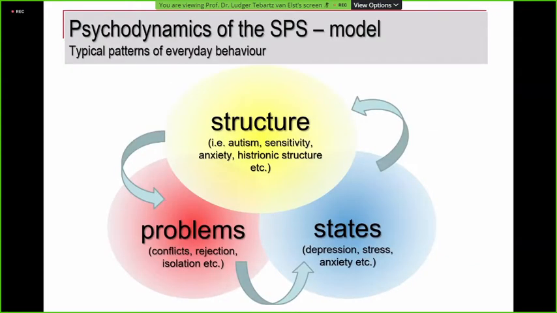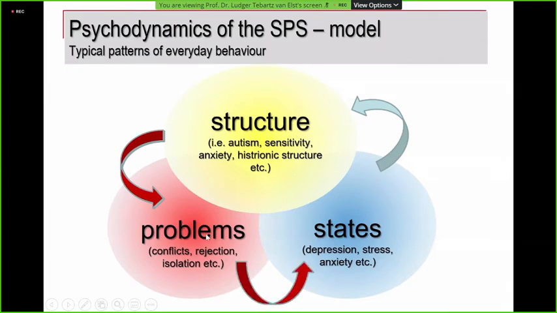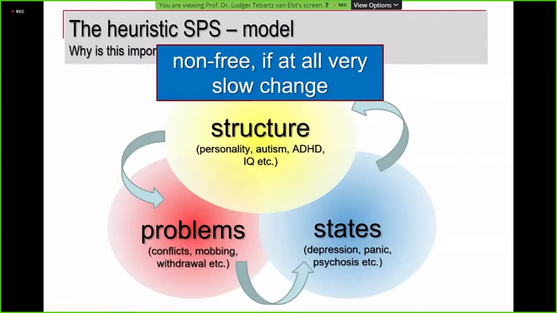So this is the psychodynamic of the SPS model, classically observable in people with autism. For example, the autistic person who gets, based on the specificities of the autistic personality, fairly typical problems with colleagues at work, problems with the friends, if there are friends at all, social isolation, social withdrawal. These are the typical problems arising from the autistic structure, and the problems typically result in typical states, for example, depression. And if then the person is depressed, the autistic structure gets worse. And this, of course, is a vicious circle where the structure induces problems, the problem induces states like depression or stressed states, and the states again worsen the structural features.